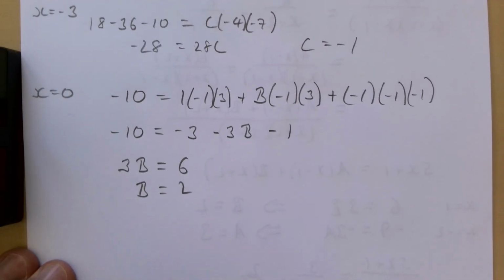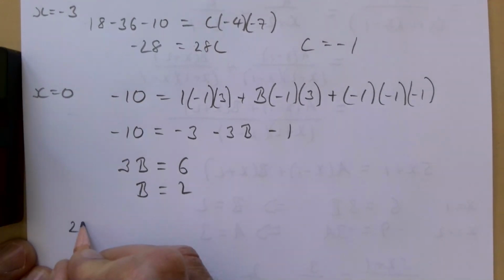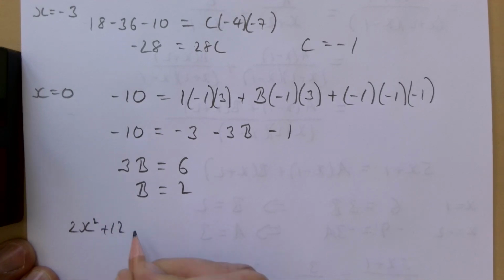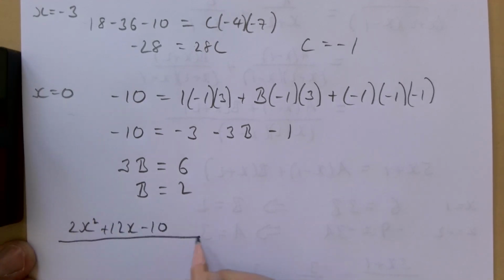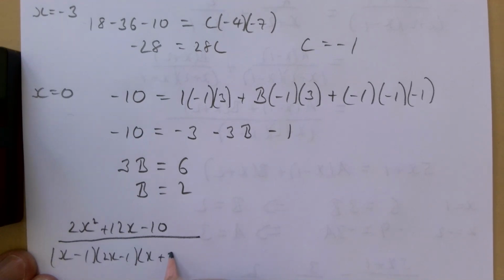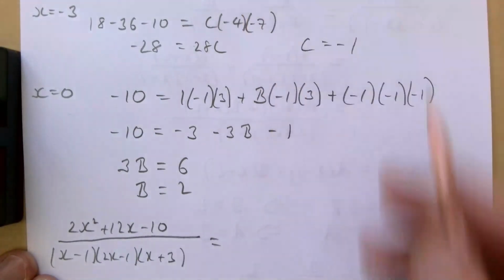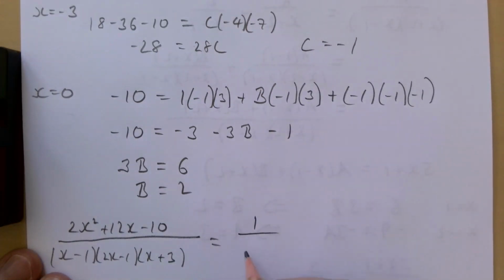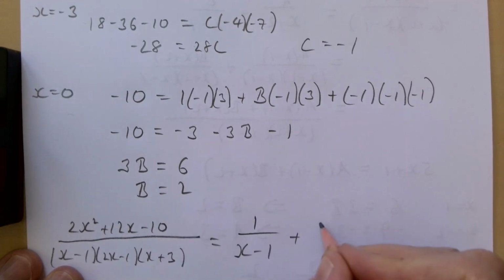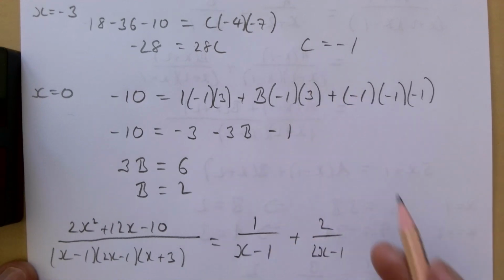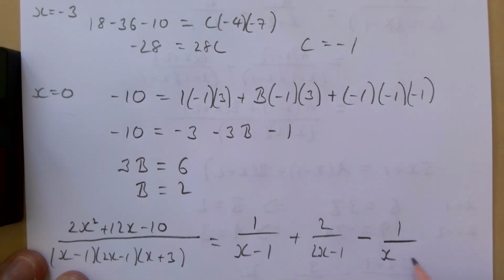So my initial question said split this into its partial fractions. So that was 2x squared plus 12x minus 10 all over (x minus 1)(2x minus 1)(x plus 3), and that equals in a, which was a value of 1 over x minus 1, plus b, 2 over 2x minus 1. And then c is minus 1, so rather than put the minus 1 on the numerator, we just write a minus here and then a 1 and go for x plus 3.